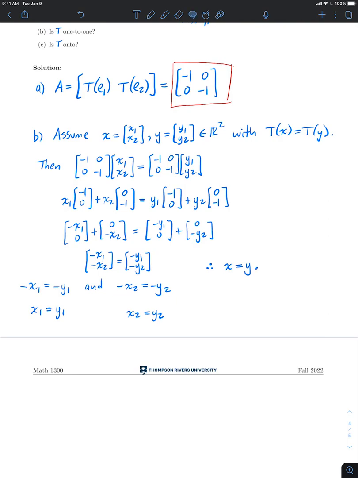So we did it. That's what we wanted to do. We assumed that we had two input vectors that mapped to the same output vector, and we were able to prove from there that the only way that can happen is if the two input vectors were actually the same, just with a different label. So we can say T is 1 to 1.